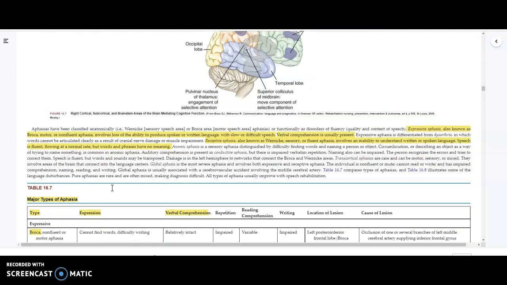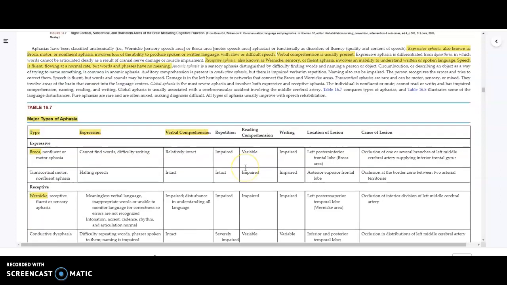So let's go down to here. Read through this, understand the difference between the expressive aphasia, that's that inability to speak, but you understand, versus receptive aphasia, which is where you're talking, but it's nonsensical. It doesn't have any meaning. So you might see it as Wernicke's, which is the receptive, or Broca's, which is the expressive aphasia. So kind of interchangeable terms there. Broca's aphasia or expressive aphasia versus receptive aphasia and Wernicke's aphasia.